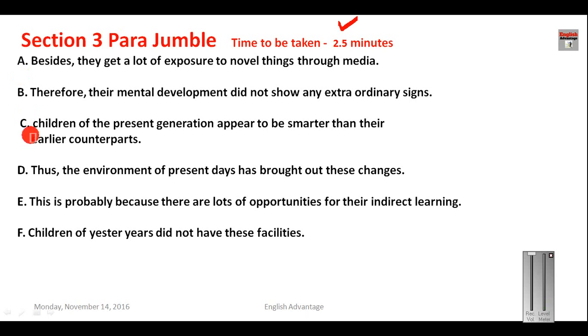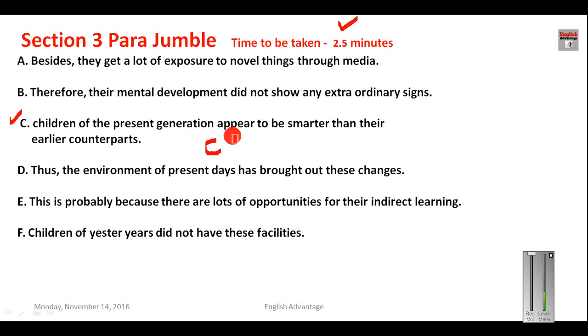Now in this question, let me tell you the trick. The sentence cannot start with words like besides, therefore, thus, because these are connectors, and thus kind of summarizes the whole paragraph. And this, these are pronouns, so a sentence cannot start with a pronoun, and here also you can see the pronoun these. So with these sentences, the paragraph cannot start. The paragraph can only start with this sentence. Okay, so your first sentence will be C.